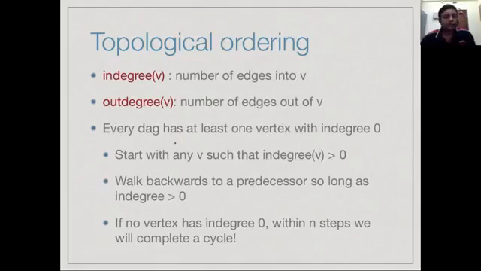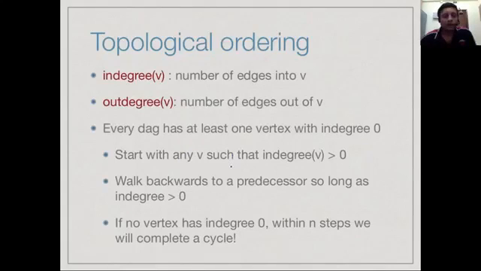So our first claim is that every DAG has at least one vertex with in-degree 0. In terms of our example, a vertex with in-degree 0 is something which has no dependencies. It doesn't depend on anything; there's nothing pointing into it. Now, how do we prove this?